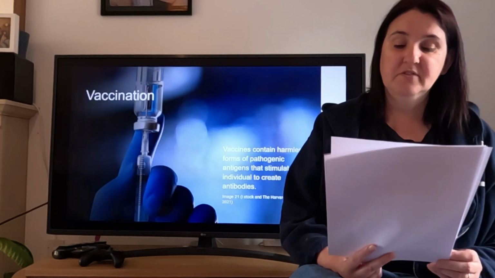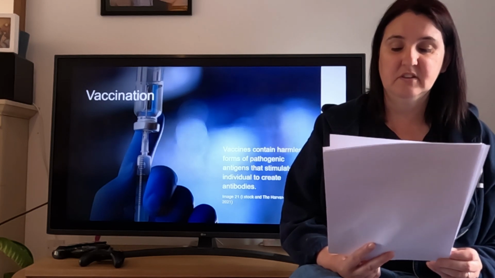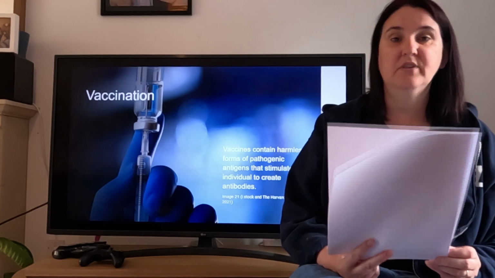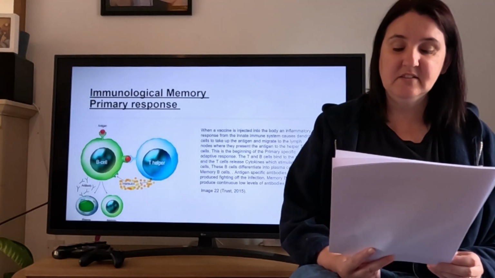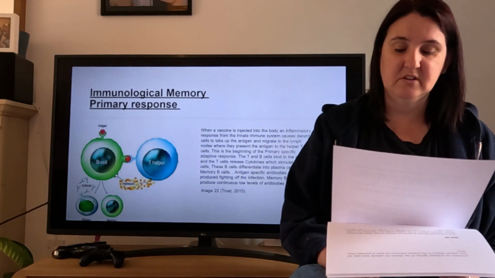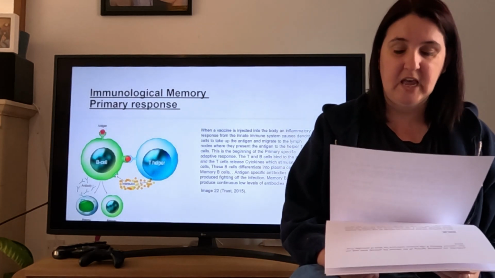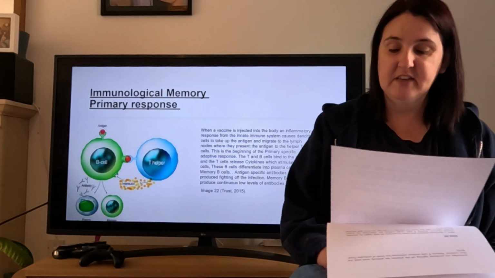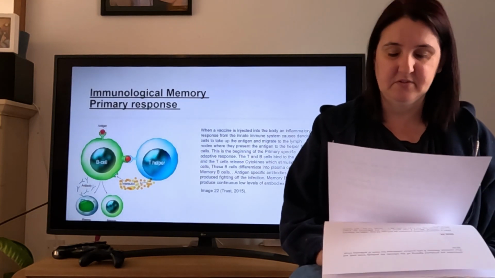Vaccines contain harmless forms of pathogenic antigens and stimulate the individual to create antibodies. The intention of a vaccine is to create immunological memory. When a vaccine is injected into the body, an inflammatory response from the innate immune system causes dendritic cells to take up the antigen and migrate to the lymph nodes, where they present the antigen to the helper T cells. This is the beginning of the primary specific adaptive response.